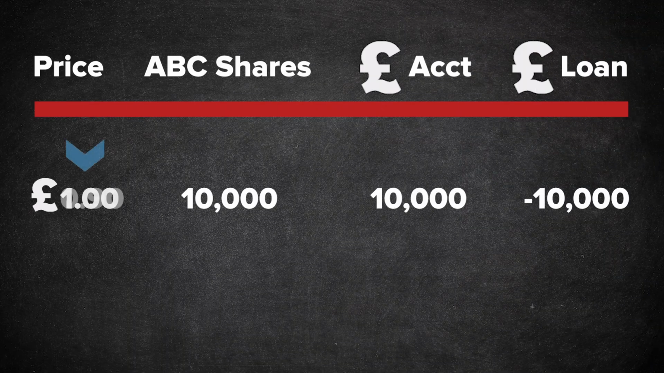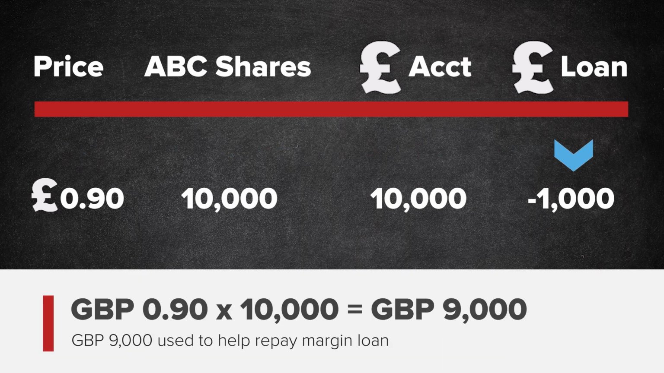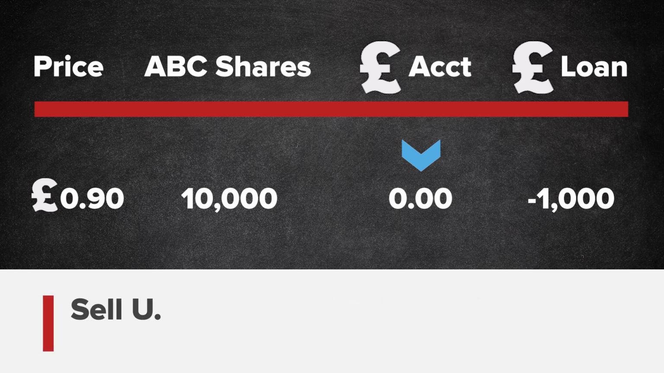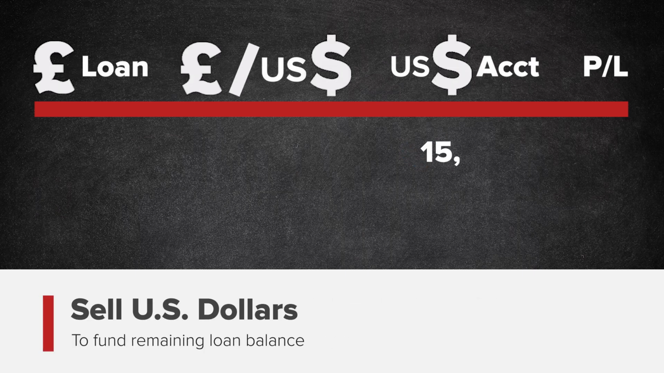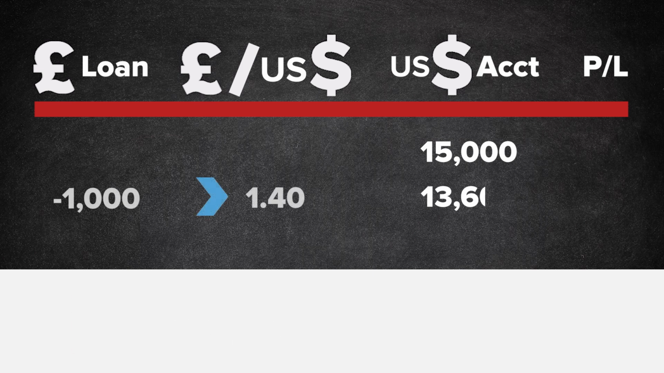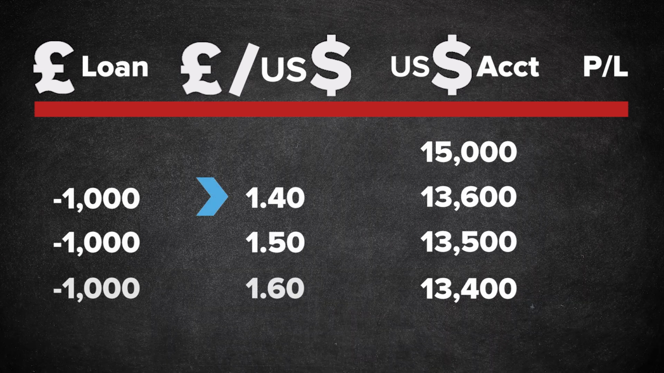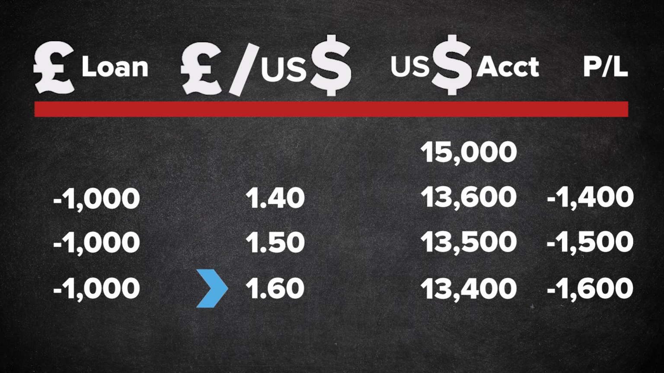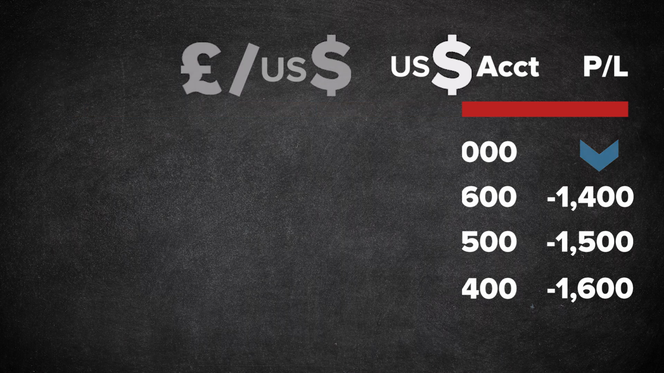If your shares in ABC Corp fall by 10%, the repayment on your loan will fall short by £1,000. To pay the loan balance, you'll need to sell US dollars to fund the overseas deficit. The amount of US dollars needed depends on the exchange rate. As the pound strengthens, the dollar value needed to repay the loan rises. In this case, you'll benefit by a stronger dollar, since the shortfall is reduced.